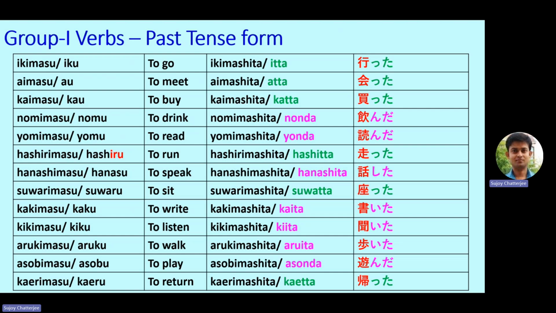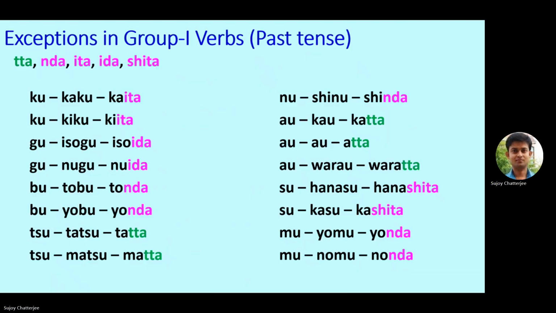Ikimasu, ikimashita, aimasu, aimashita, this kind of formal present and past tense we studied until lesson 110, but now we have started learning about the plain form or the base form or the stem form of the verbs, because they have their own significance which will become clear as we move forward in this course.